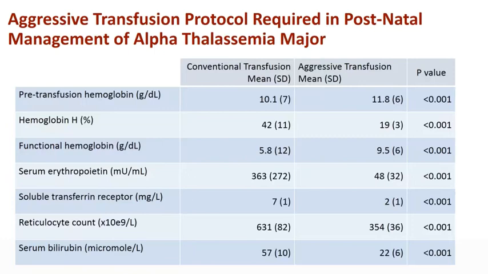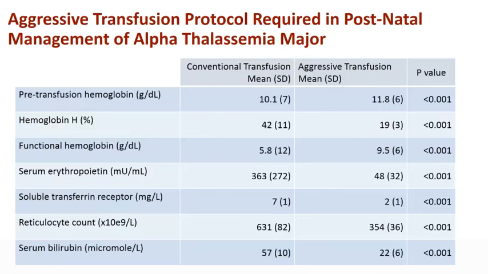This compares conventional transfusion for beta thalassemia goals to the aggressive alpha thalassemia protocol for alpha thal major. Basically a pre-transfusion hemoglobin of 10 versus 12. And you could see with that little extra transfusion, you could lower the hemoglobin H from 42 to 19%. This is critical because hemoglobin H doesn't carry oxygen, and therefore it's a non-functional hemoglobin. And when you separate it from the total hemoglobin value, which is 10, you will see that they only have a functional hemoglobin of 5.8.